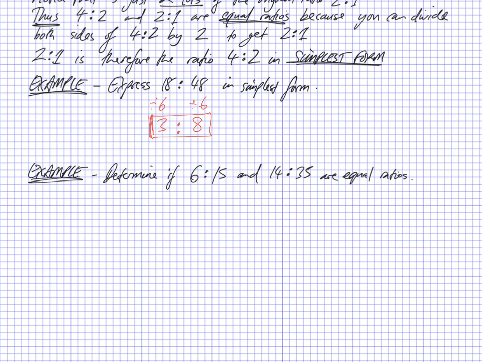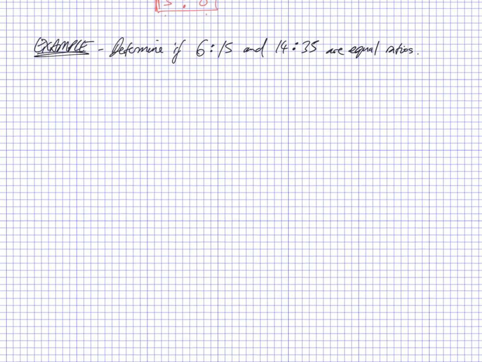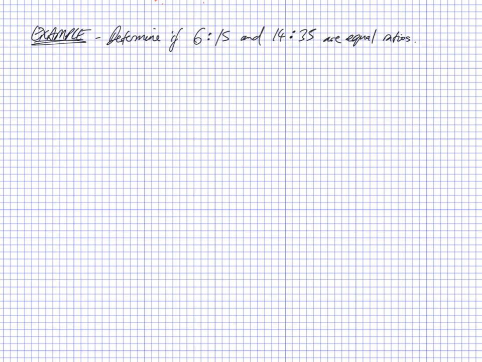Now I can check that that's in simplest form because do any numbers divide 3 and 8 nicely? No. So 18 to 48 is actually 3 to 8 in simplest form. How did I get that? Dividing both sides by 6. Now using that understanding, determine if 6 to 15 and 14 to 35 are equal ratios. How do we do that? Make sure they're in simplest form and then compare.